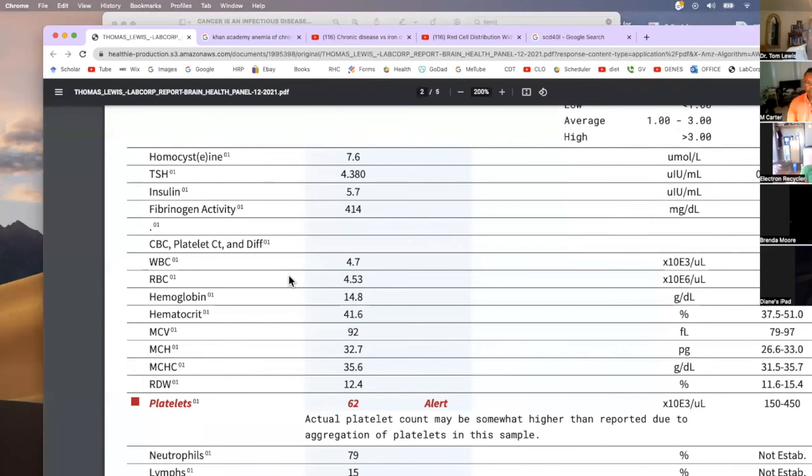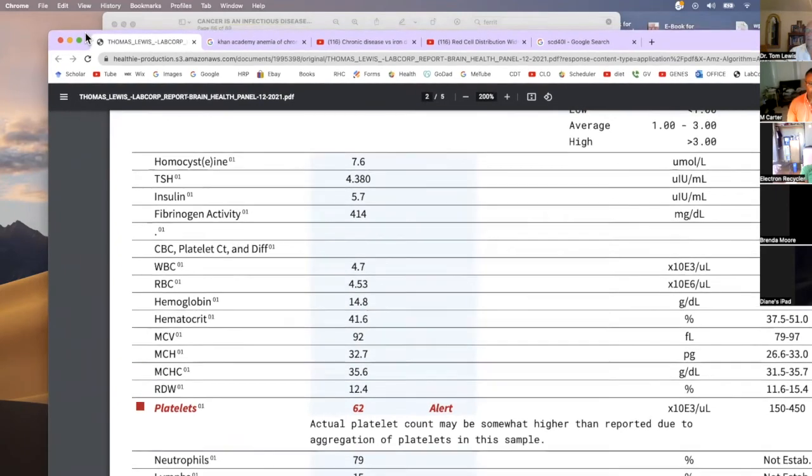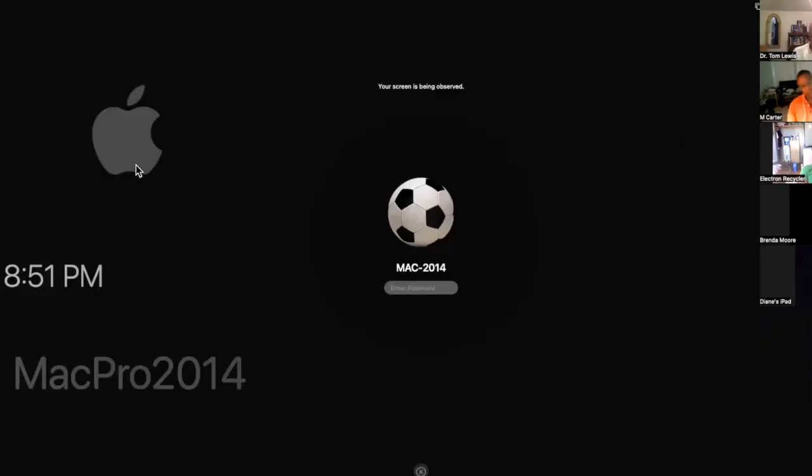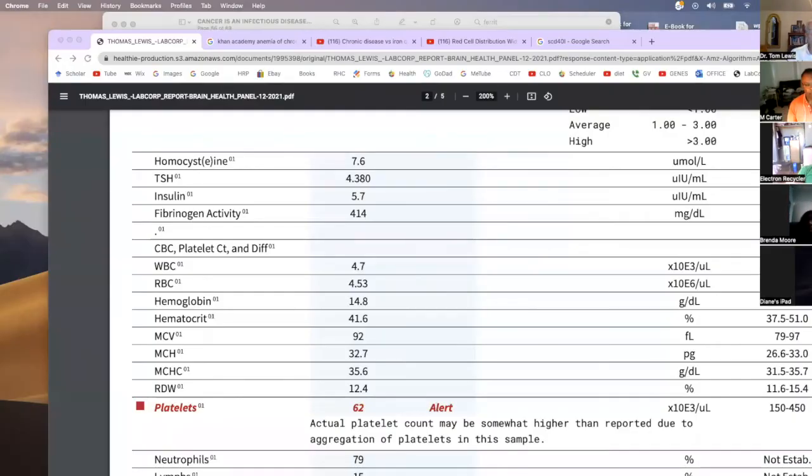So to answer your question on getting labs, you want a CBC with differential, but here's what Dr. Carter's talking about: hemoglobin, hematocrit, MCV, MCH, MCHC. Very, very common test. And then the RDW. I was shocked that my RDW and the height of that was completely normal, so I have some good markers. But anyway, I just killed my screen again. Apologize for that. You see anything on your side?